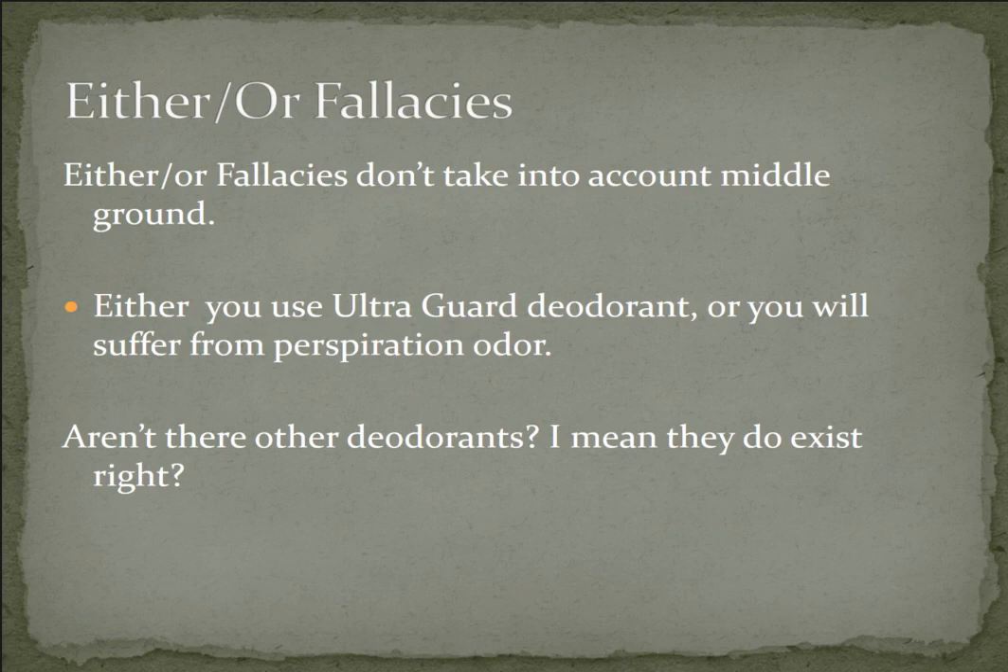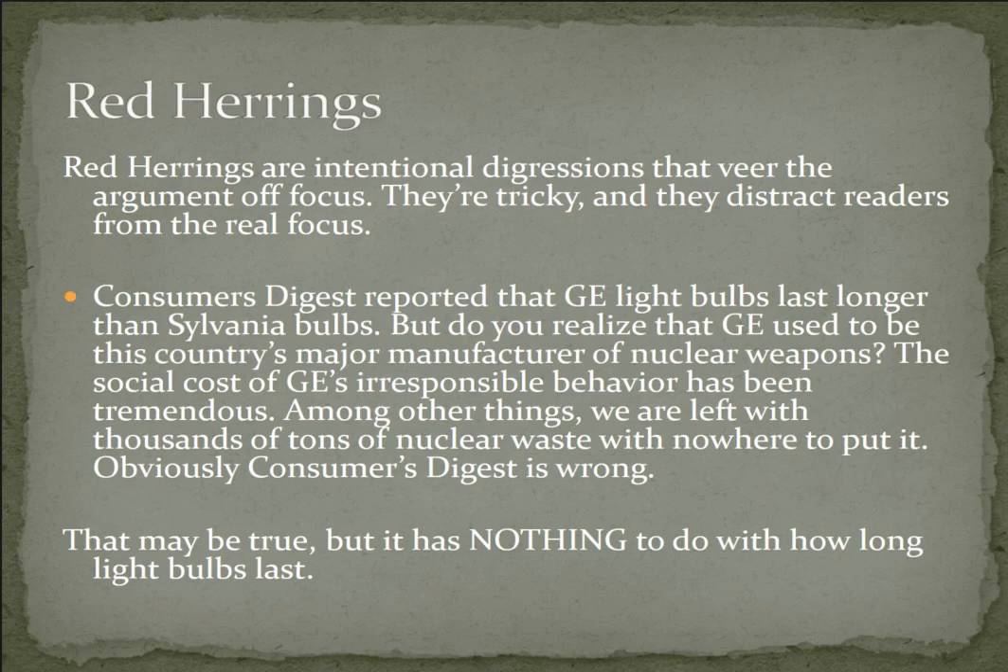Red herrings are intentional digressions that veer the argument off focus. They're tricky and they distract readers. So this is another one of those logical fallacies that serves as a distraction. And I see these all the time. Here's an example. Consumer's Digest reported that GE light bulbs last longer than Sylvania bulbs.